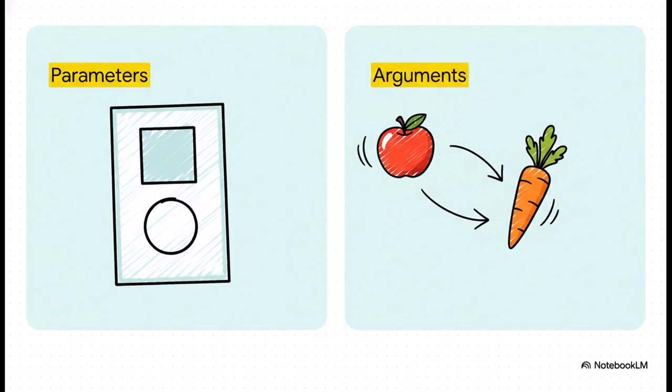So parameters, that's what you see on the left. They're the placeholders inside your function's definition. In our recipe, this is the ingredient list, like flour or sugar. Now, arguments, over on the right, those are the actual values you hand over when you use the function. That's not just sugar, it's 1 cup of sugar. Parameters are the placeholders, arguments are the real deal.